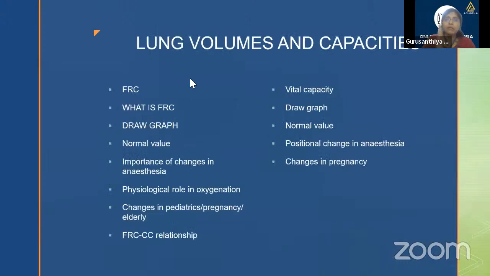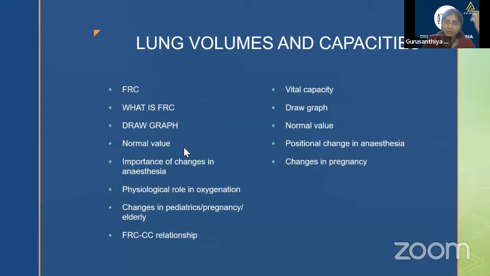Whenever you are asked about lung volumes and capacities, there are two probable questions: one is functional residual capacity and one is vital capacity. Whenever FRC is asked, you draw the Pappenheimer's curve for the lung volumes and capacities and explain what FRC is. FRC is ERV plus RV, that is the amount of air remaining in the lungs after normal tidal respiration.